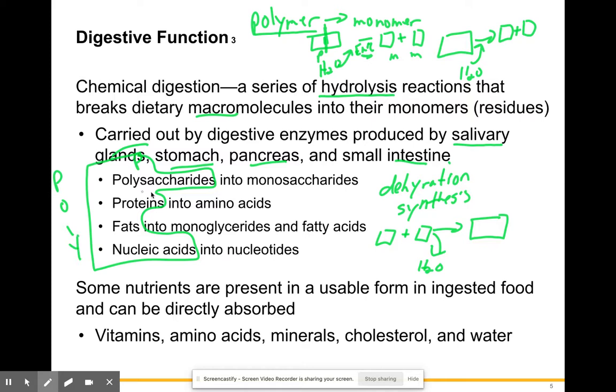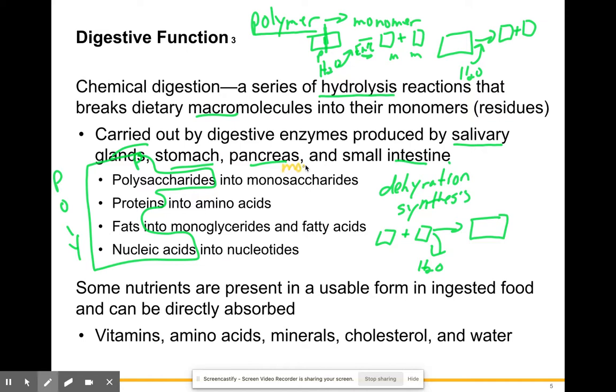Polysaccharides, many sugars. Proteins are polymers made of smaller things. Fats are made of smaller things. Nucleic acids are made of smaller things. You should have learned this in either Anatomy 1 or a biology course. Over here are my monomers. On this side, these are my monomers.